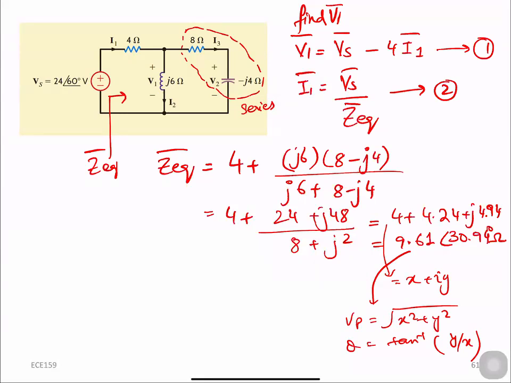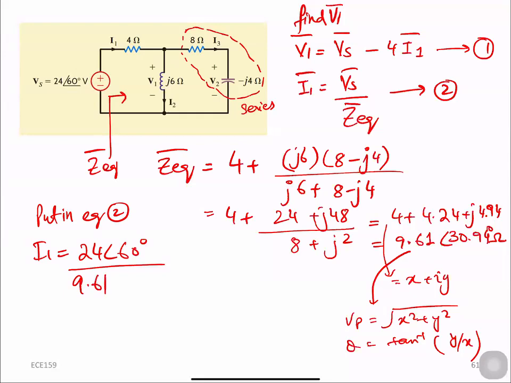Now we need to put this value in equation number 2 to find out the current I1, which is going to be Vs over the equivalent impedance, which is 24 angle 60, divided by this value, which is equal to 2.5 angle 29.06 amperes. This is current, right?